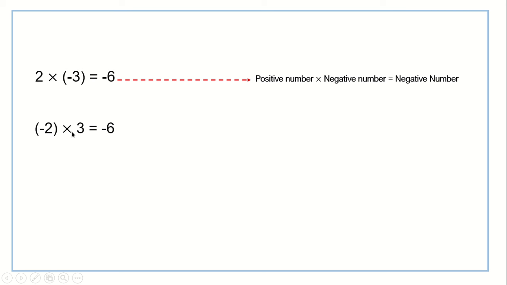Negative 2 times 3, we get negative 6. Okay? You see that a negative number times a positive number, we get a negative number.